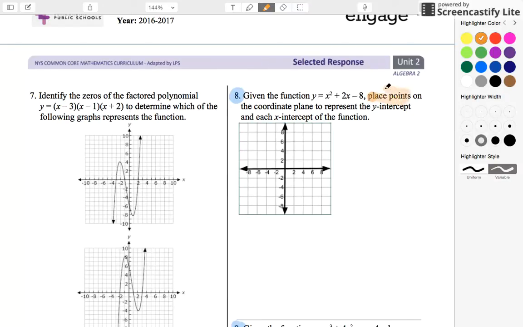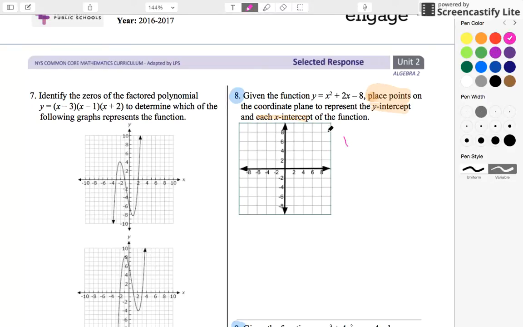A lot of people ask me, do I need to draw the graph? No, you don't. It just says place points on the coordinate plane to represent the y-intercept and each x-intercept. So it kind of gives you a clue. You have each x-intercept, so you have to place that, and you also need to place the y-intercept. Now, I would say most people didn't get this question right because they just didn't read the problem.